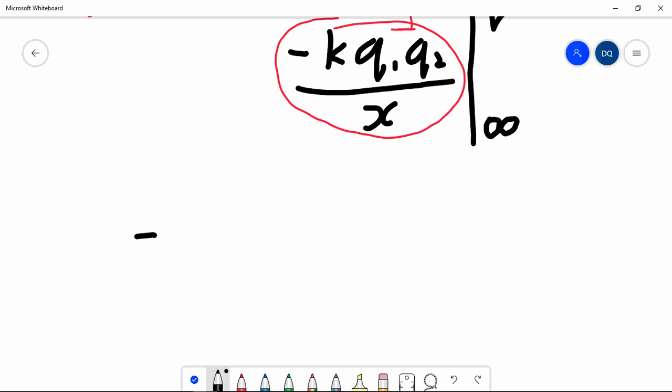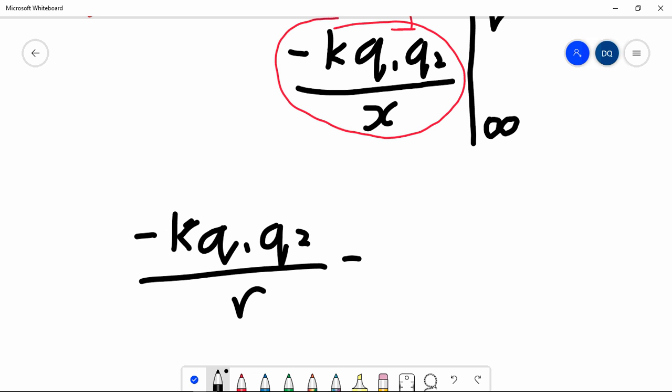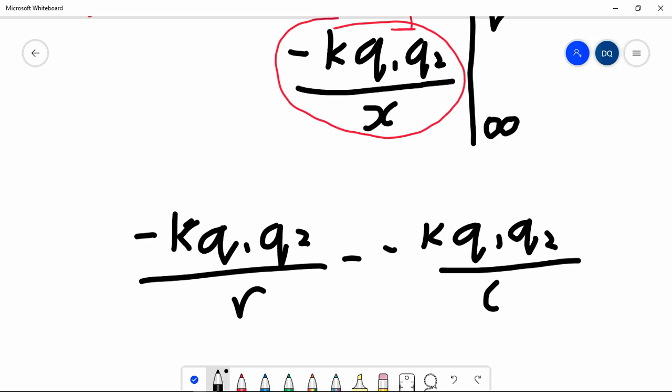So that's going to give us negative k q1 q2 over r minus negative k q1 q2 over infinity. Now, this is a little bit sloppy math. You shouldn't just divide by infinity. You should write it as a limit, the limit as it approaches infinity. But just imagine this, you're dividing by an infinitely large number and the whole thing turns into 0. So that all scratches out.